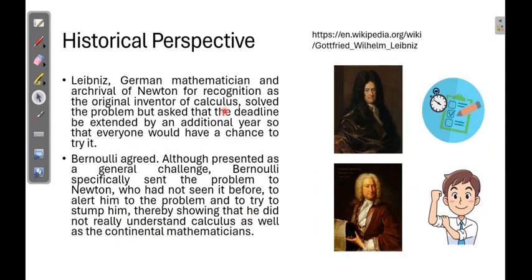In fact, the problem was already solved by Leibniz, the German mathematician and arch-rival of Newton, because both of them are recognized as the original inventors of calculus. Leibniz had already solved the problem but asked for the deadline to be extended because Newton had not yet received the letter. Bernoulli agreed and sent the problem to Newton to stump him, and to show that he did not really understand calculus as well as the continental mathematicians in France and Switzerland did.